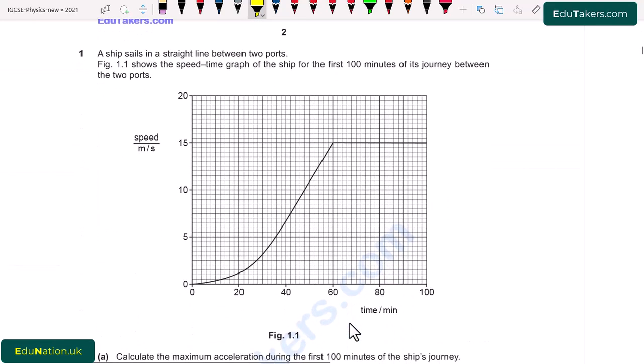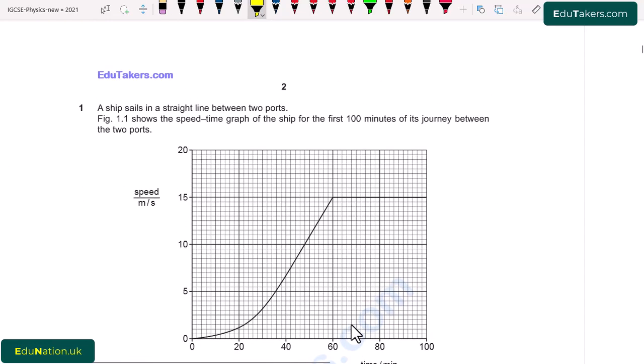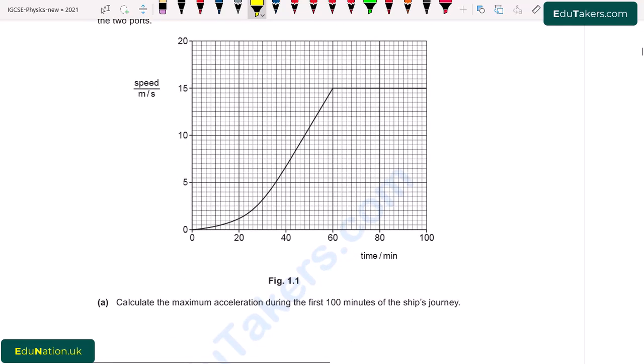Question number 1. A ship sails in a straight line between two ports. Figure 1.1 shows the speed-time graph for the ship for the first 100 minutes of its journey between two ports. So here is a speed-time graph. On the x-axis we take time in minutes and on the y-axis we take speed in meters per second.